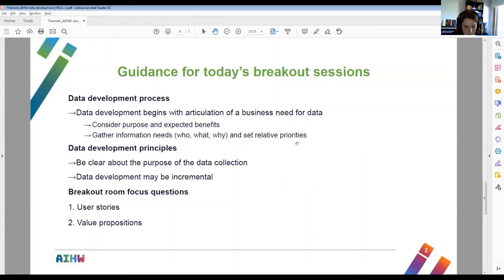So we'll be looking at the user stories and value propositions that will inform later stages of the development process. And I think I'd like to invite you all now to join your assigned breakout room since we're running quite a bit behind time there.